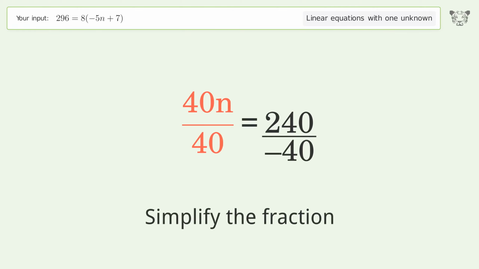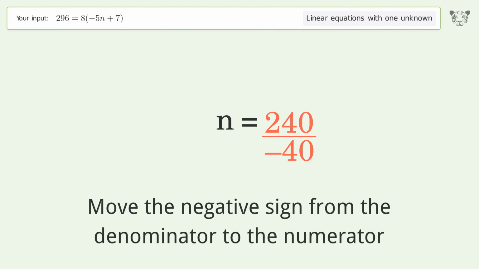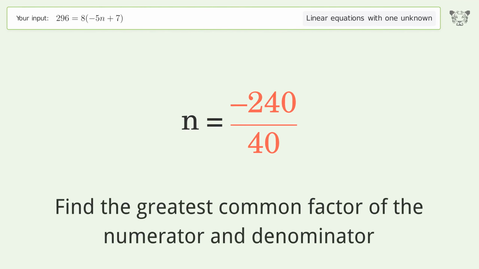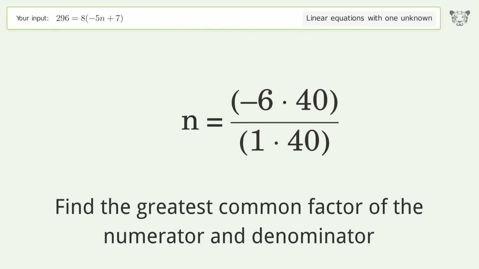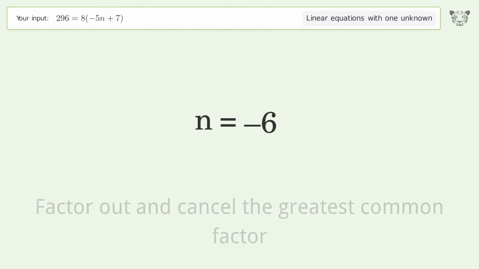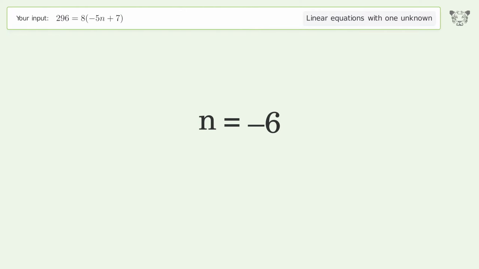Simplify the fraction. Move the negative sign from the denominator to the numerator. Find the greatest common factor of the numerator and denominator. Factor out and cancel the greatest common factor. And so the final result is n equals -6.